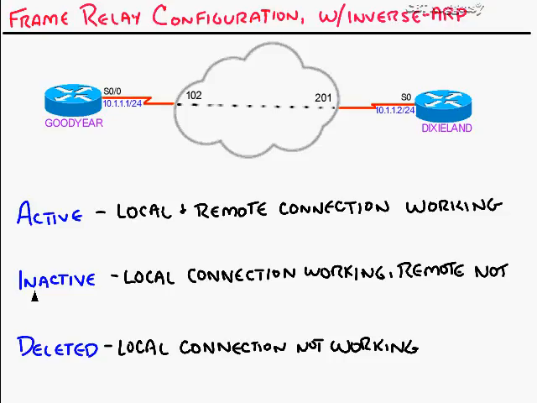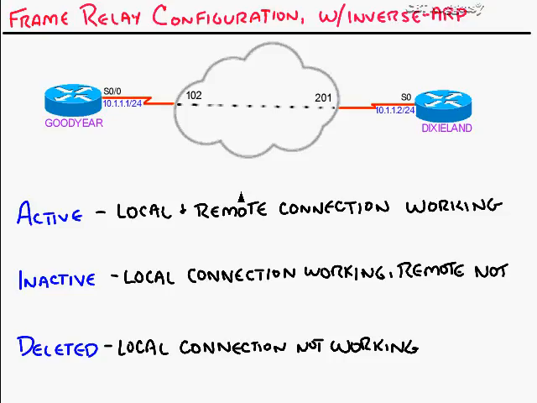Inactive, if you see a state of inactive, means that your connection is working, but the remote router is not. It means that your Dixieland router is coming here, and the service provider says, yep, there's a DLCI 201, but I can't get you through to the other side. Something is going on over in Goodyear if it's, in that case, set as inactive.